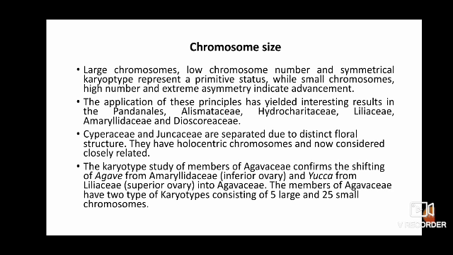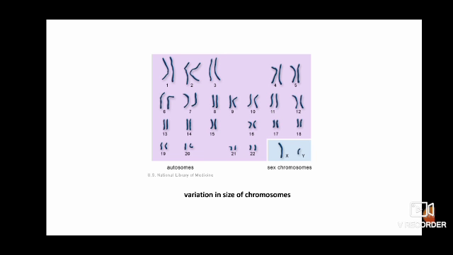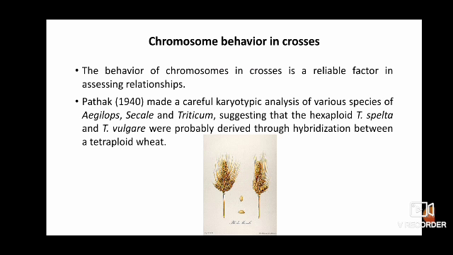Agave was in Amaryllidaceae due to its inferior ovary and Yucca was in Liliaceae due to its superior ovary. But now the members of Agavaceae, these both plants have 2 types of karyotypes consisting of 5 large and 25 small chromosomes. So based on this similarity, they have been placed together in Agavaceae. So you can see the variation in size of chromosomes. See, they come in all sizes.